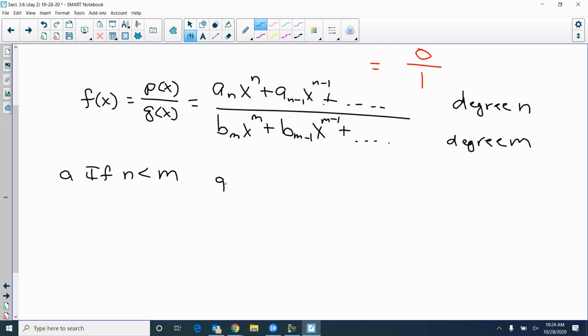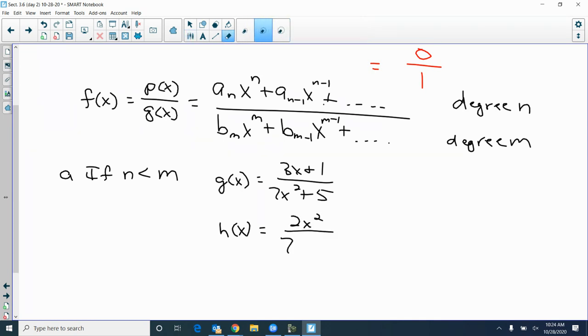Now, what does that look like? If I have g of x, 3x plus 1 over 7x squared plus 5, is the degree of the numerator smaller than the degree of the denominator? Yep. Automatically going to be y equals 0. We don't need to go through all that mess where we divide everything by x squared. That's just to build that up. That's why that works. And it doesn't matter as long as that is less than. So h of x is equal to 2x squared over, quit using 7.